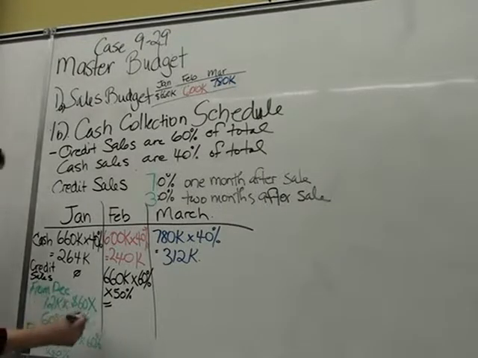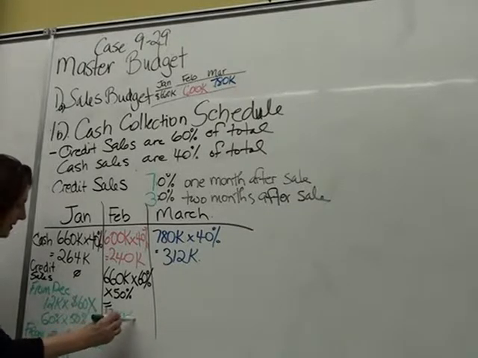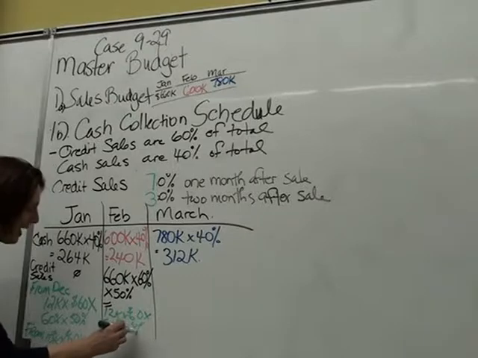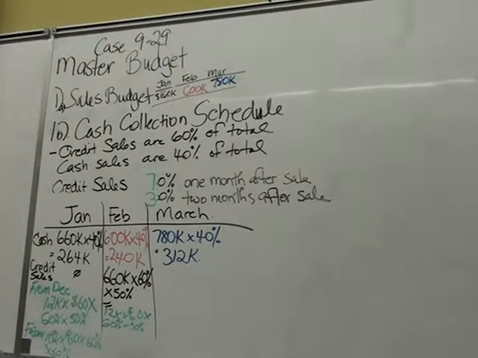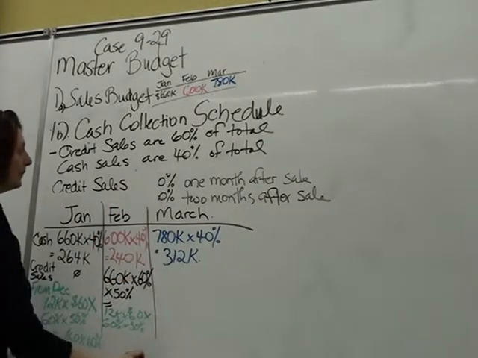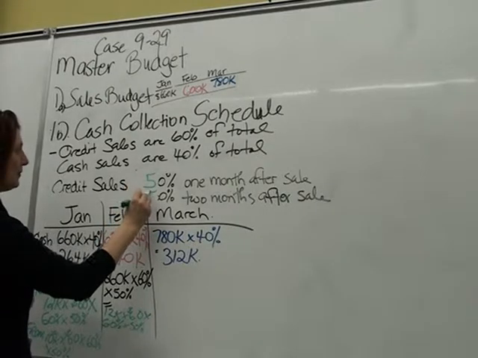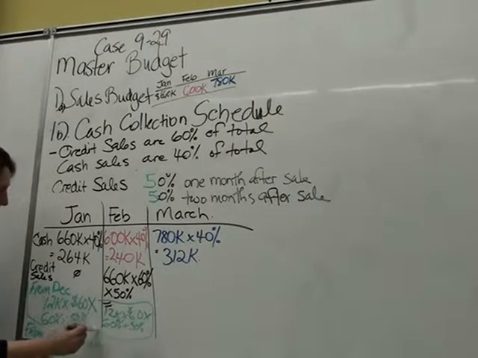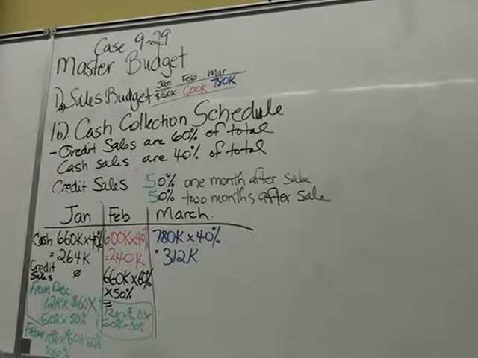So from December, there'll also be credit sales here, right? 12K times $60 times 60% times 50%. So whatever you had here, you'd have there. Because you have 50% the month following the sale and 50% 2 months following the sale. So this is the month following, and this is the second month following. And so that's the way you do a cash budget.